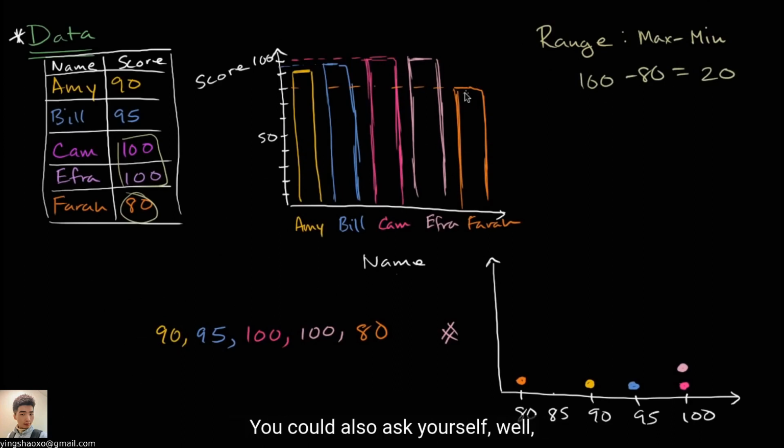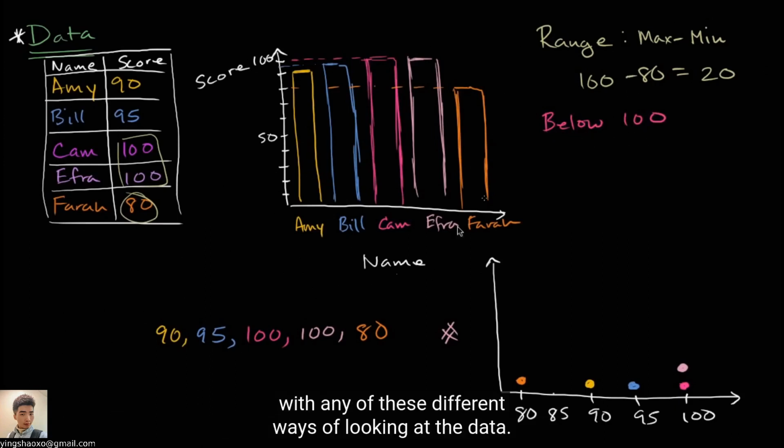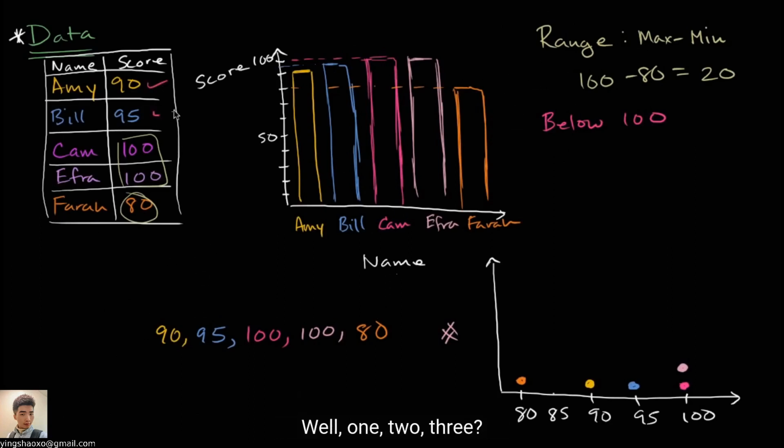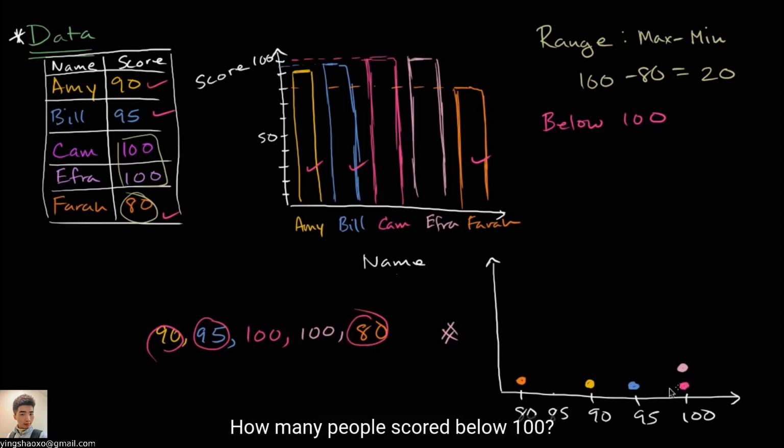You could also ask yourself, well, how many people scored below 100? These are just interesting questions. And you can actually answer that question with any of these different ways of looking at the data. If you say how many people scored below 100, well, 1, 2, 3. Looking at the other representations, 100 is up here, so it's going to be 1, 2, 3. So any way you look at it, you would have gotten 3.